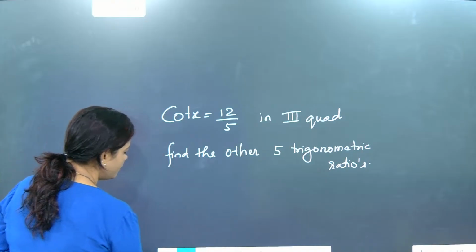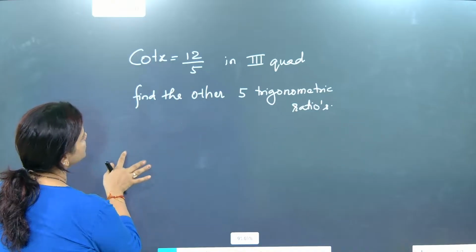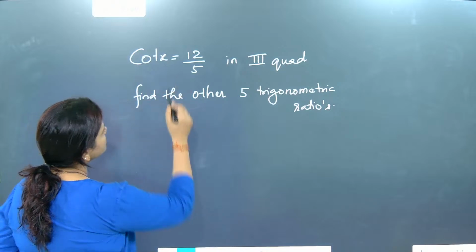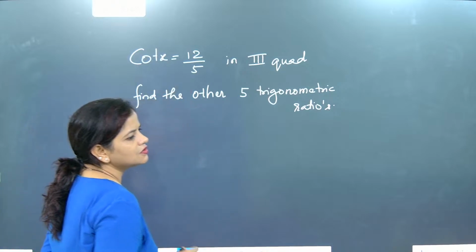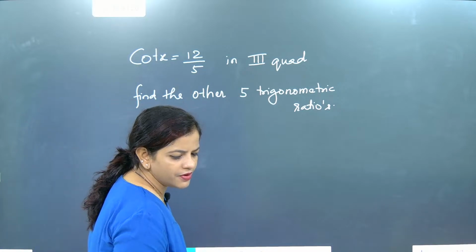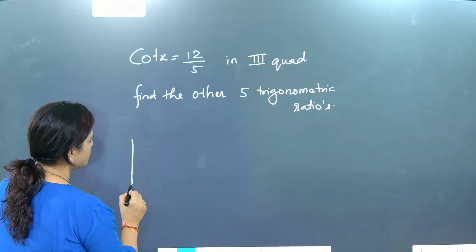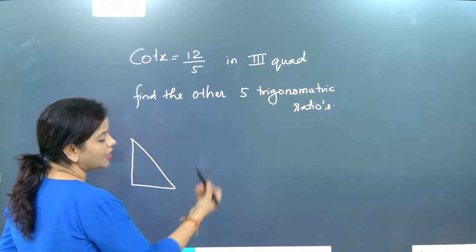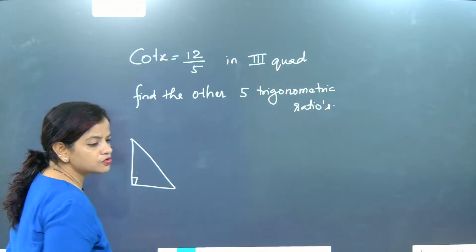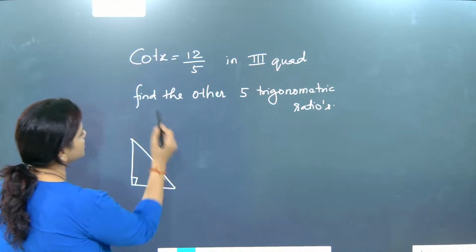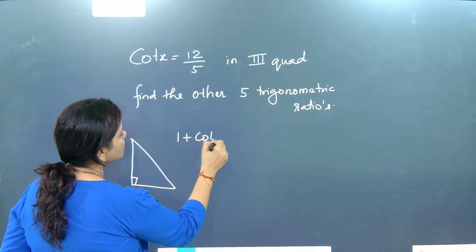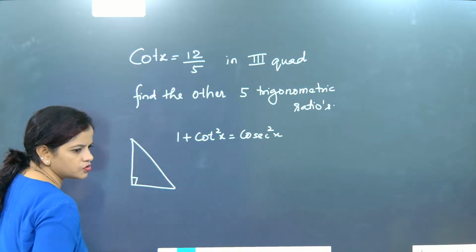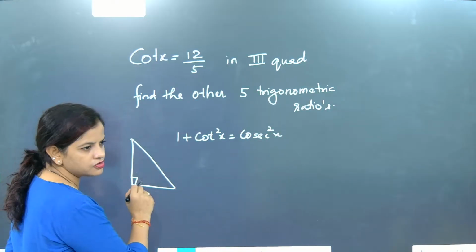Now look here, this is your question. We know that cot x is equal to 12 by 5. We can draw the triangle first and see the cot x part, because we can solve by triangle also, or without triangle you can solve it by trigonometric identities like cot x and cosecant. You know that 1 plus cot square x is equal to cosecant square x. Like this also you can solve, or by the triangle concept, both ways.